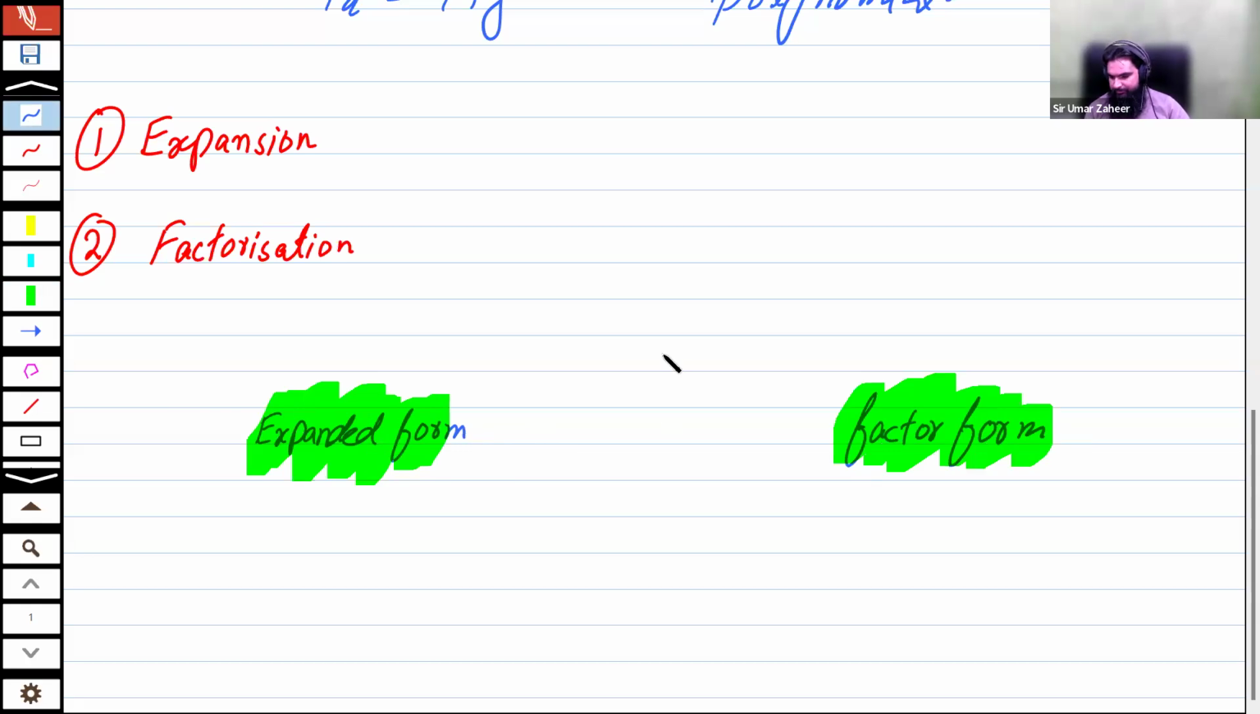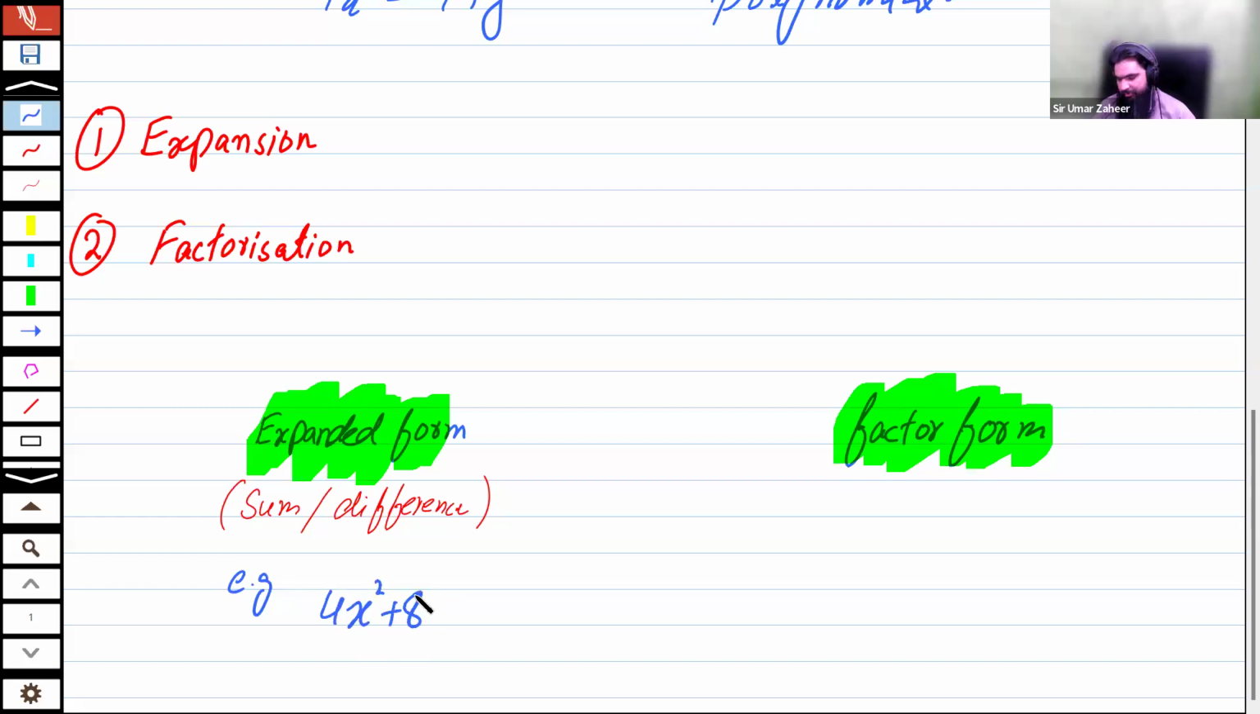Expanded form means to write in the form of a sum or difference. Like you have to write 4x squared plus 8. Look here, we have two terms that are adding. In the same way, let's say you have 4x squared minus 9. You have two terms that are subtracting. It can also be more than two terms.